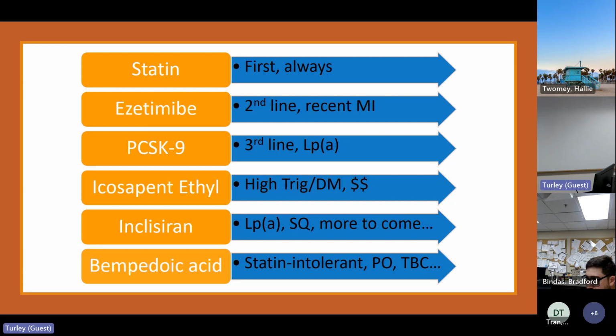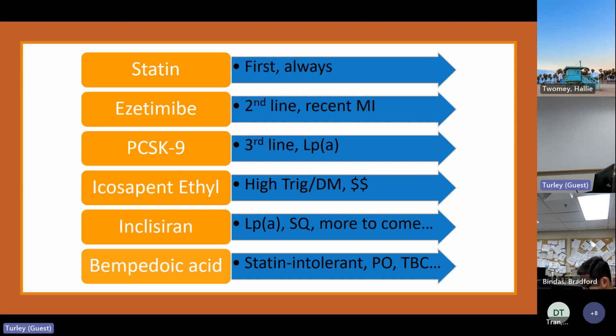So inclisiran is also an injectable medication like the PCSK9s that, kind of like our COVID vaccines, targets the RNA of the PCSK9. So it doesn't block PCSK9, but it targets the RNA of PCSK9. So it kind of works on the same place, increases LDL receptors to take particles out of the bloodstream. So it also lowers lipoprotein little a, but it's currently in research. I have a couple of patients that have been on it because they're in trials.